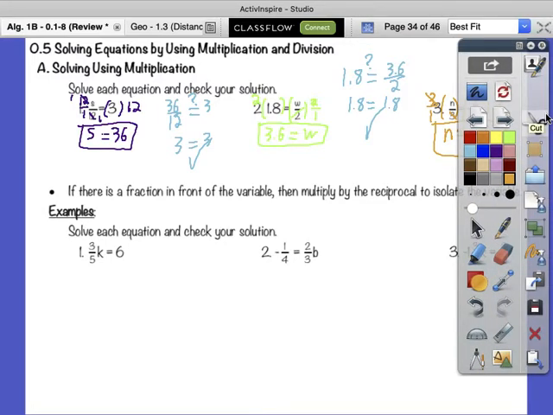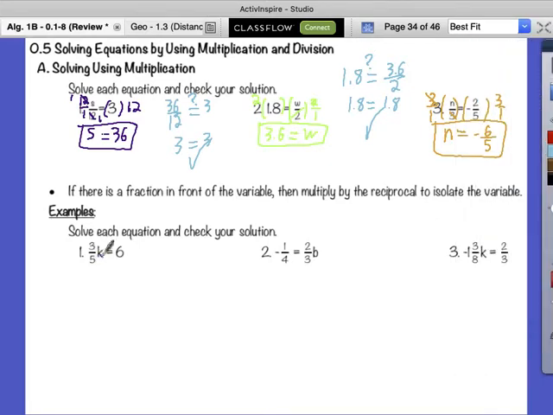Code pick color. Dark blue. Sounds good. So we're going to solve this equation: 3/5 times k equals 6. There's a fraction in front of it, isn't there? So what does it tell us to do? Multiply by the reciprocal. What's the reciprocal of 3/5? 5 over 3. So we're going to multiply by 5 over 3, and we're going to do it to both sides.